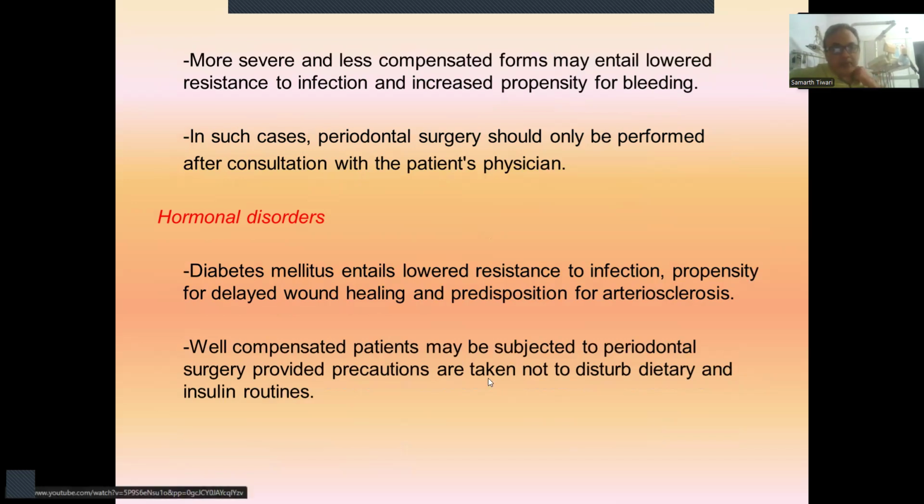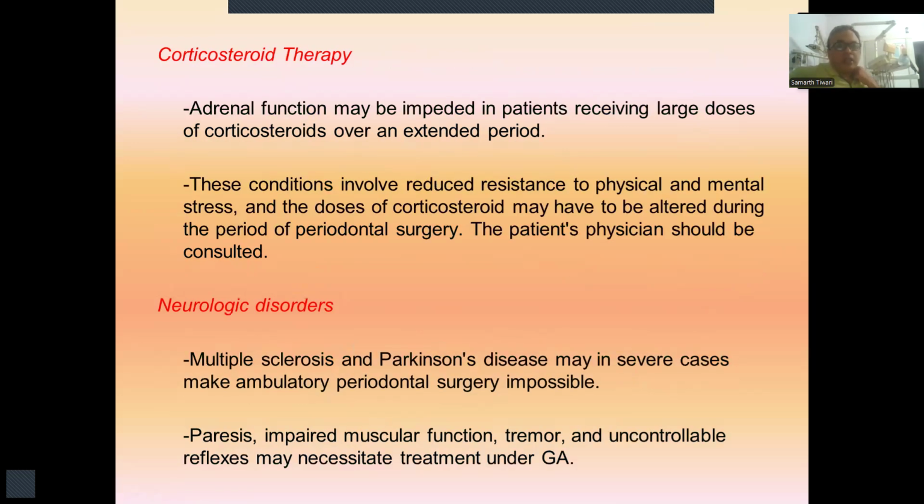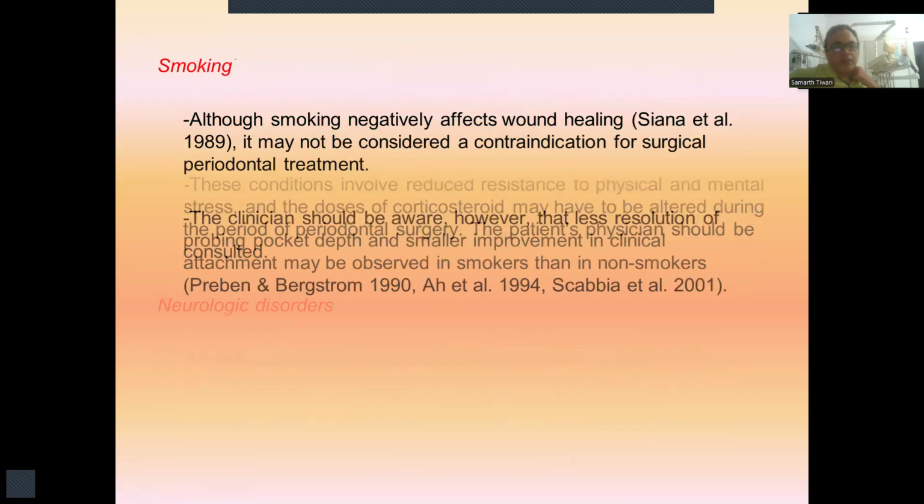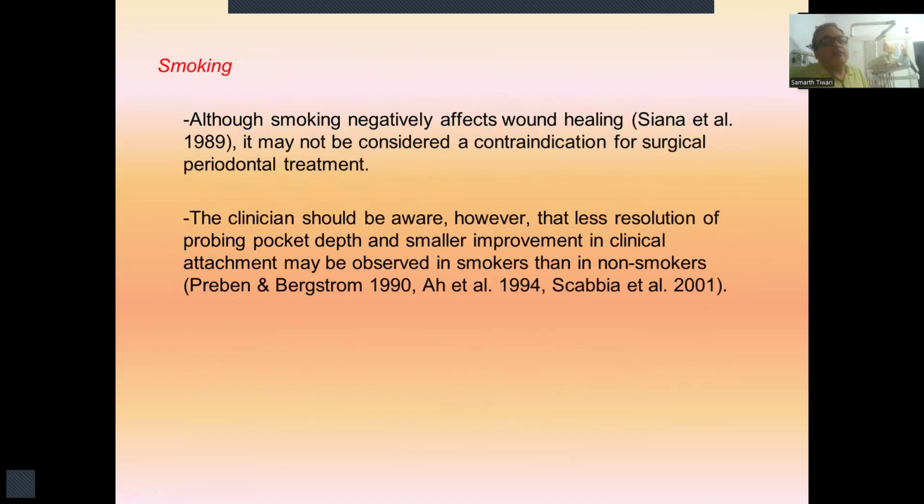Hormonal disorders. Diabetes mellitus entails lower resistance to infection, propensity for delayed wound healing, and predisposition for arteriosclerosis. Well-compensated patients may be subjected to periodontal surgery provided precautions are taken not to disturb dietary and insulin routines. Corticosteroid therapy, then neurologic disorders: multiple sclerosis and Parkinson's disease may in severe cases make ambulatory periodontal surgery impossible. Smoking: although smoking negatively affects wound healing, it may not be considered a contraindication for surgical periodontal treatment.